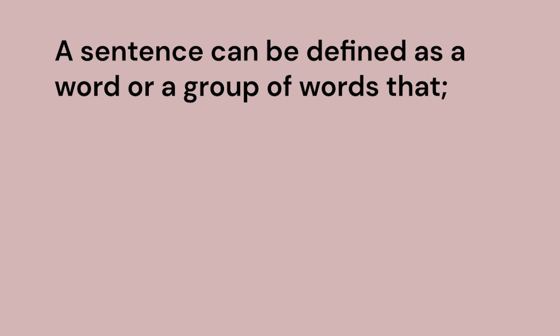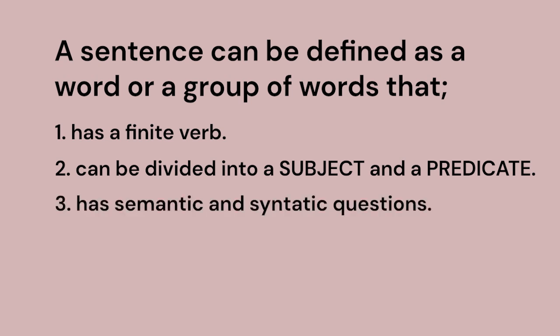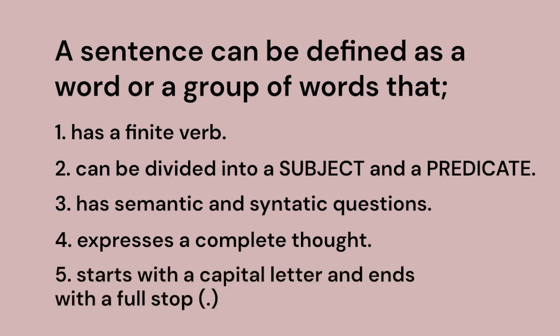Today we'll be talking about sentence. What is a sentence? A sentence can be defined as a word or a group of words that has, number one, a finite verb. Number two, is a word or a group of words that can be divided into subject and predicate. Number three, it's also a word that has semantic and syntactic cohesion. Number four, is a word that expresses a complete thought. And lastly, as some textbooks will have it, is a group of words or a word that starts with a capital letter and ends with a full stop.